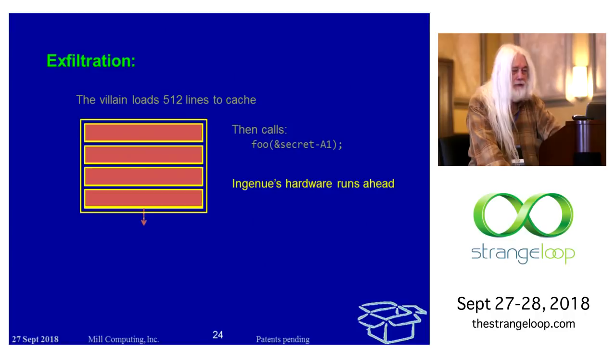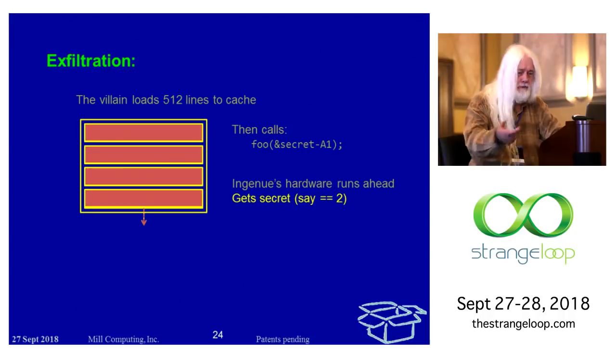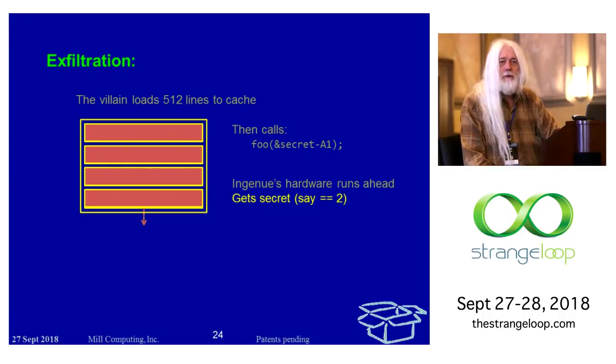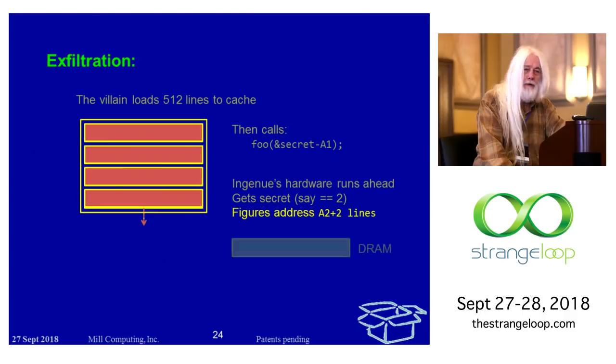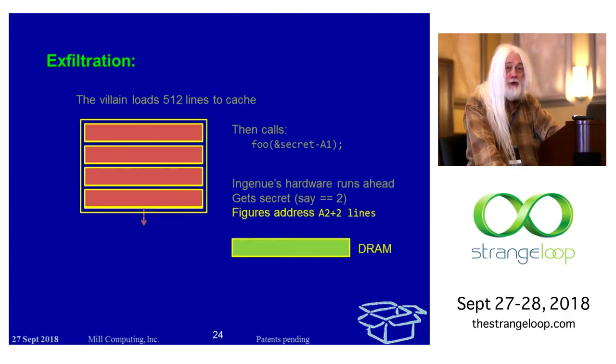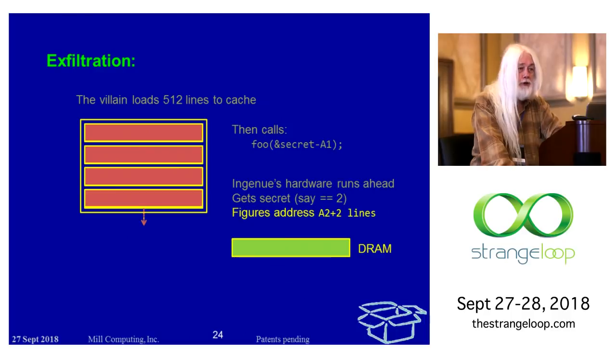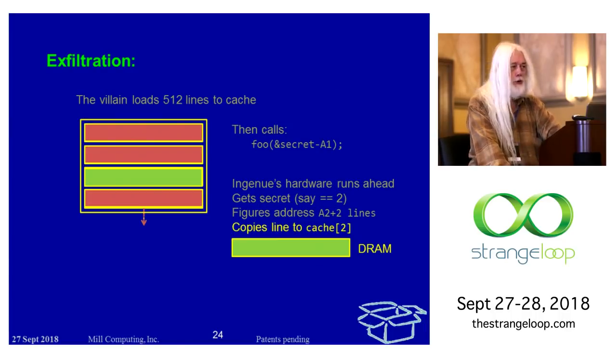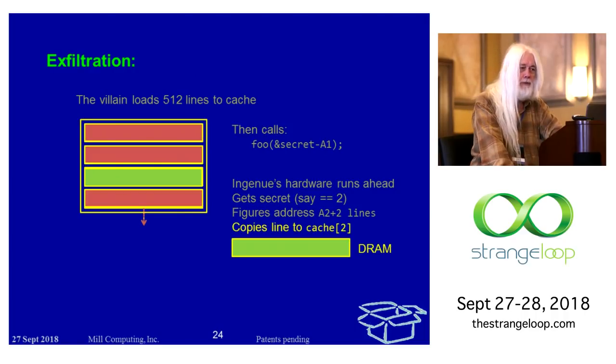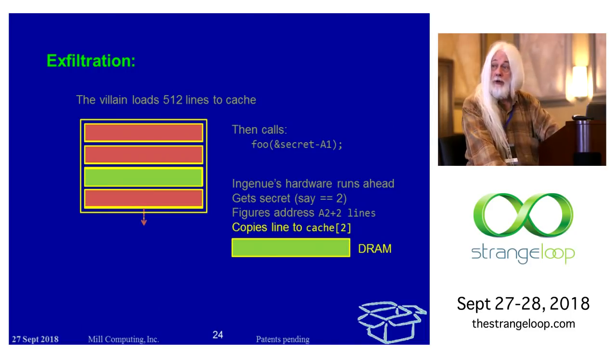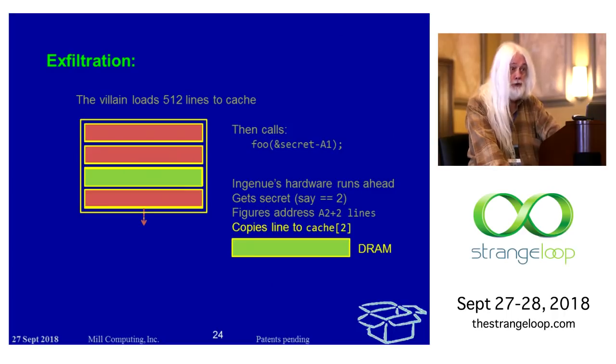Now, the effect of that access is the ingenue's hardware will run ahead, and for purposes of the slides, say that the secret value is 2. It figures the address of A2 plus 2 lines, runs out to DRAM and gets it, pulls the thing in, and it gets put in the cache. That's the hardware doing it. It's not the program doing it. The expectation of the hardware is that somebody is going to look at something else in this line again and again and again, and having it in the cache will speed the program up, and in general, this is true.